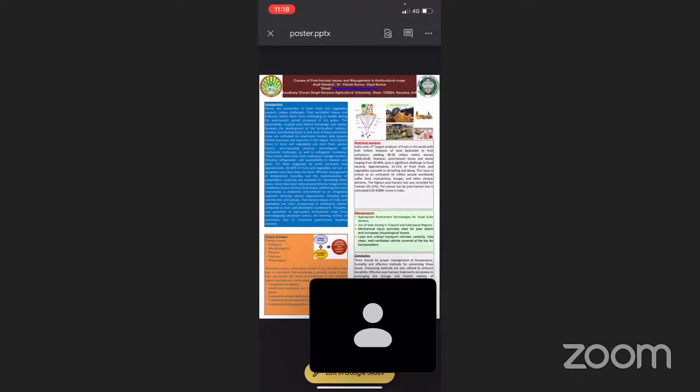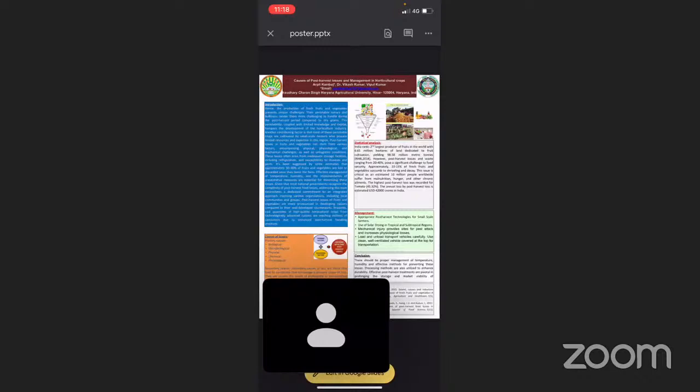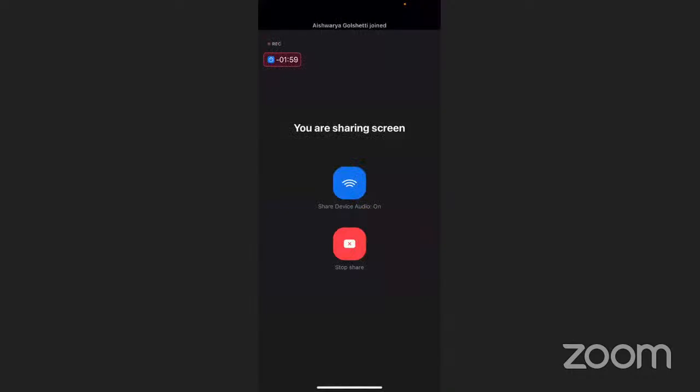So to conclude, there should be proper management of temperature and humidity, which is an effective method of preventing these losses. Processing methods are also better for gaining farmers' benefits, lengthening shelf life, reducing these losses, and enhancing market opportunities. So thank you.